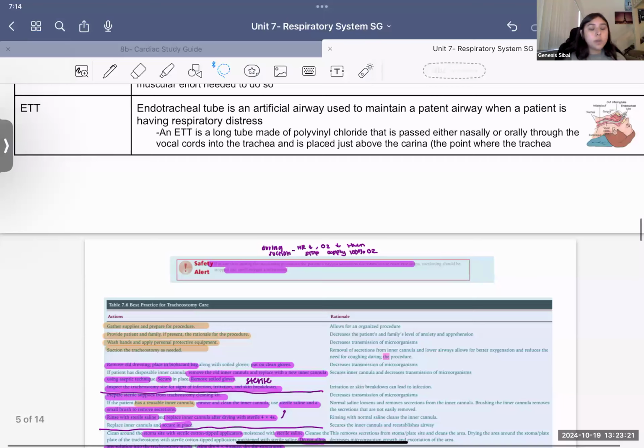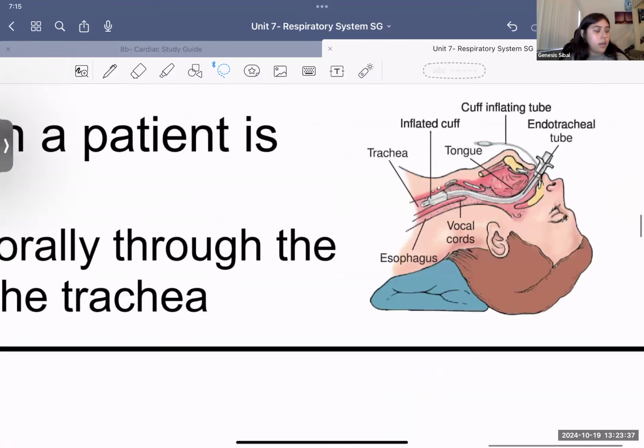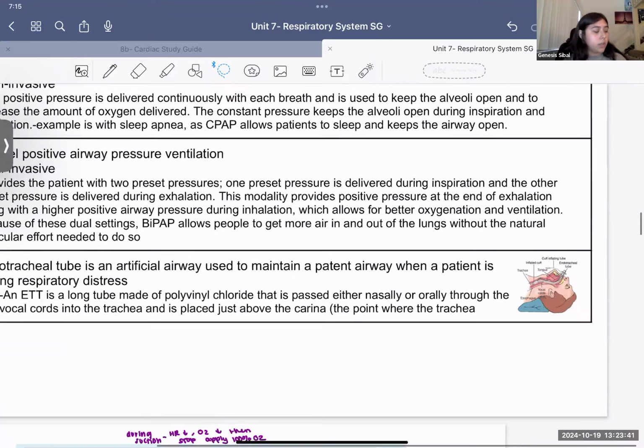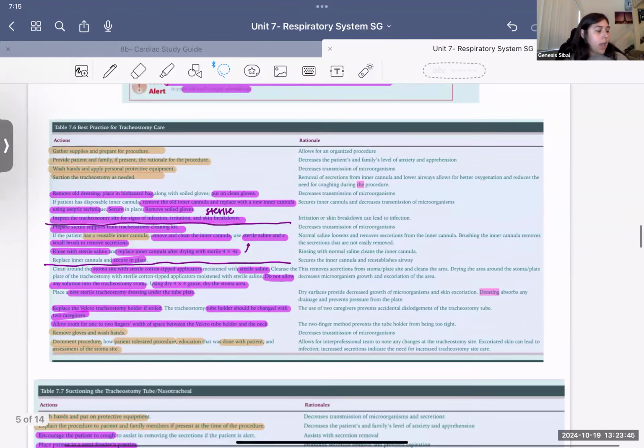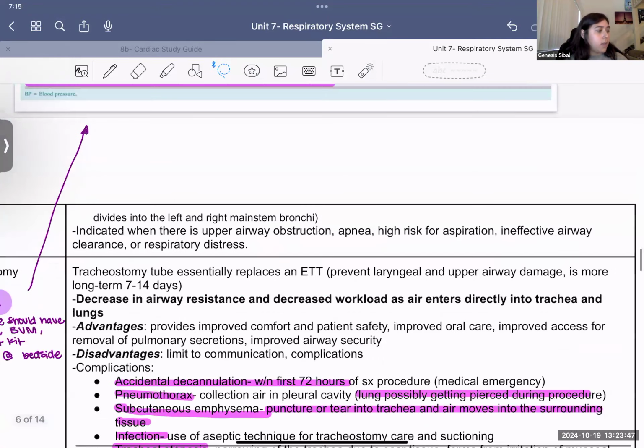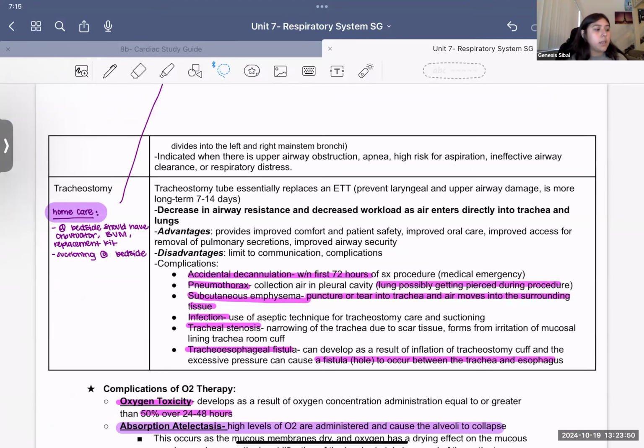So with an ET tube, this is what I was talking about. This is when we're actually intubating the patient. And again, a tracheostomy is basically the opposite of that. An ET tube and a tracheostomy are technically the same thing, they're just in different places, right? So it's going to be inserted either nasally or orally. So you have two different options, but this is basically when we want to keep the patent airway. And then we'll get to that in a second. And then a tracheostomy is basically the same exact thing, but replacing the ET tube.